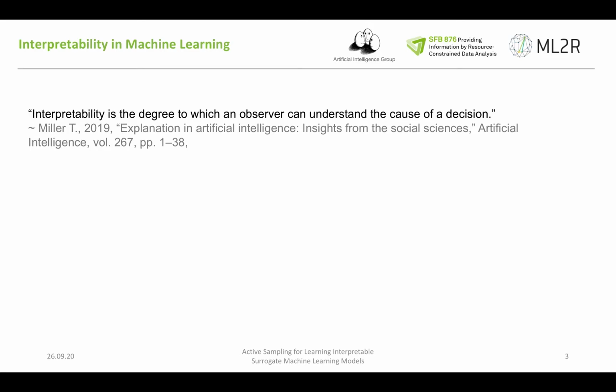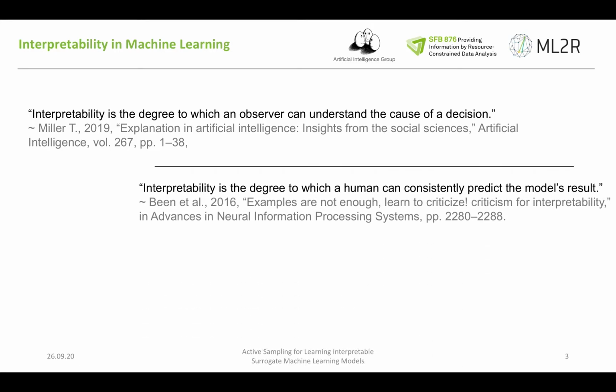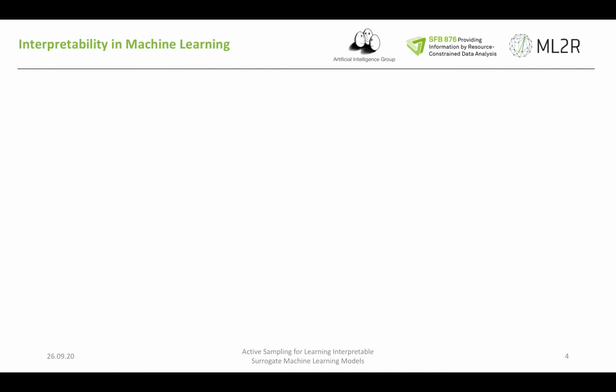The first definition given by Miller states that interpretability is the degree to which an observer can understand the cause of a decision. Another definition provided by Bin et al. states that interpretability is the degree to which a human can consistently predict the model's result. A common agreement between all the works that handle interpretability is that the higher the interpretability of a model is, the easier it is for a human to comprehend why certain decisions have been made.